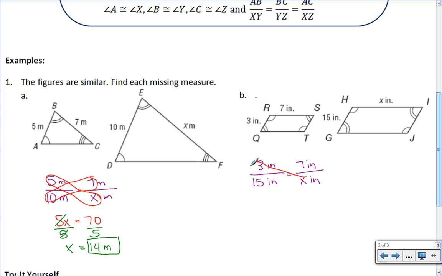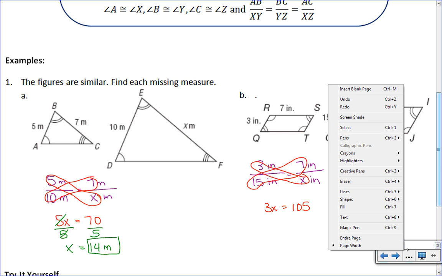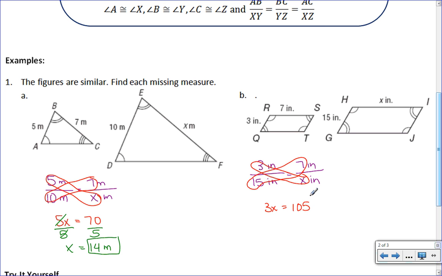Alright, and then we will cross multiply. 3 times X is 3X. And cross multiply again. And 15 times 7 is 105. Alright, and to solve this for X, we'll divide both sides by 3. And we'll get that X is equal to 35. And our units are in inches. So this is 35 inches.